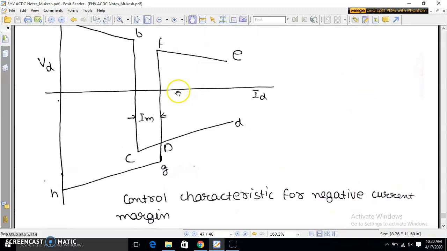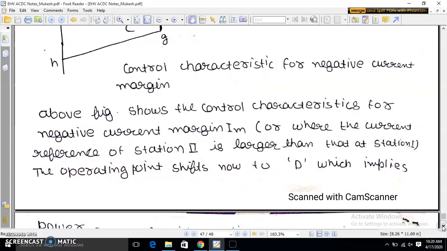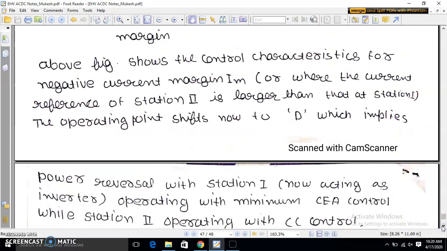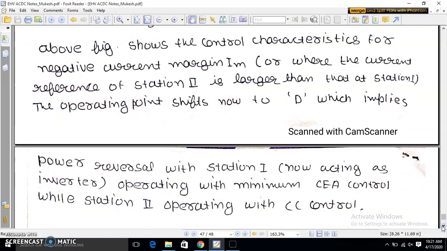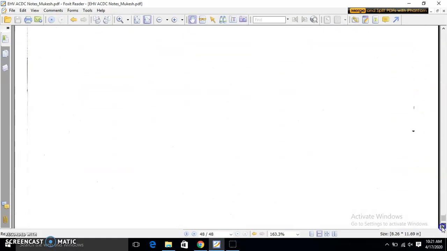This is the control characteristics for negative current margin. The above figure shows the control characteristics for negative current margin IM, where the current reference of station 2 is larger than that at station 1. The operating point shifts now to D, which implies power reversal with station 1 now acting as inverter, operating with minimum CEA control while station 2 operates with CC control. So this finishes your unit number 5.